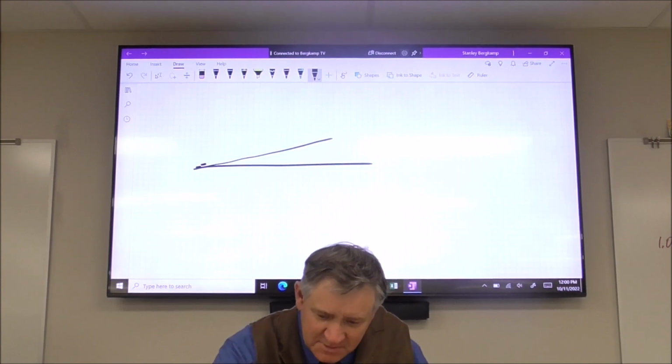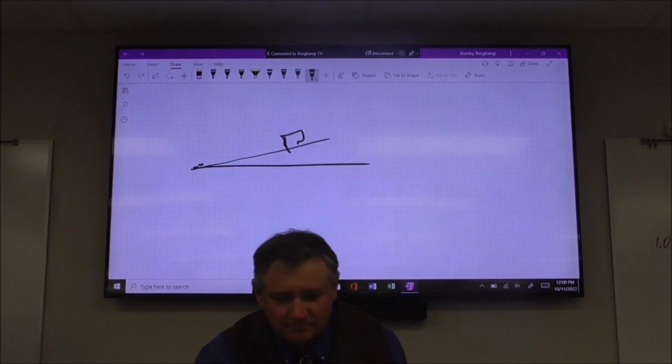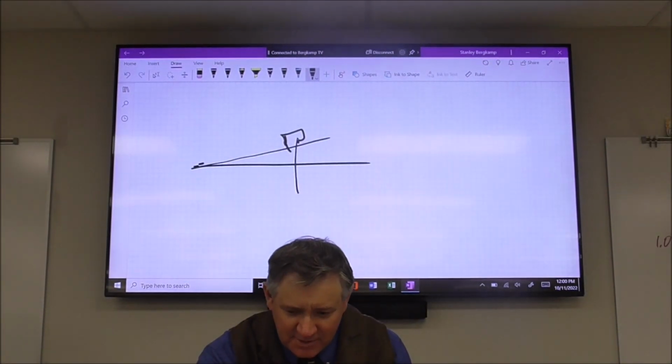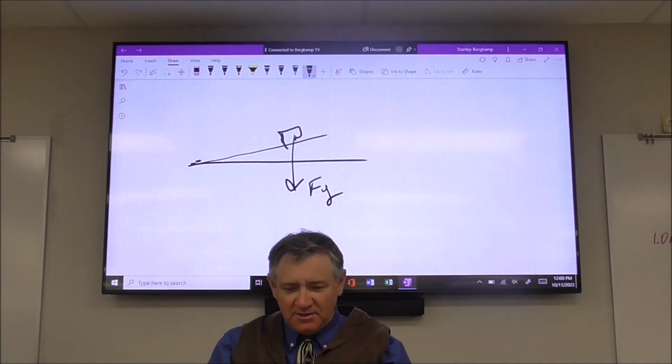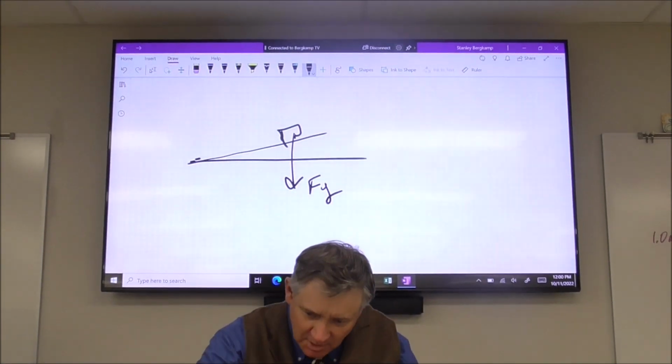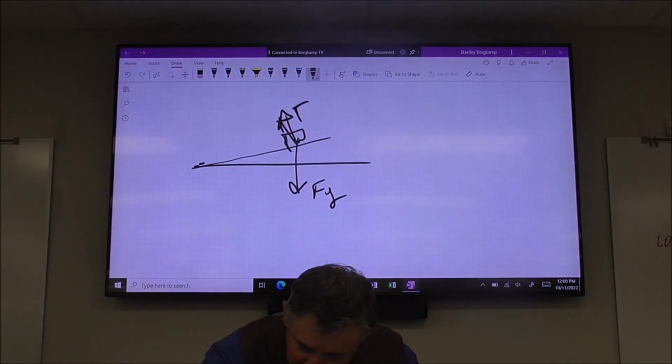So therefore, all the forces add up to zero. If you look at the forces acting on the stopper, what's one of them? Force parallel. Gravity. What's another one? Force normal. And that's going to act at a right angle to the surface.